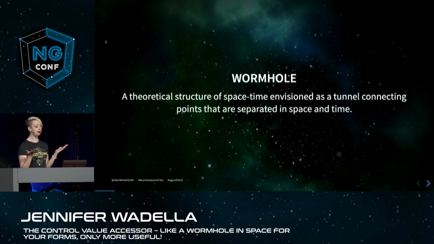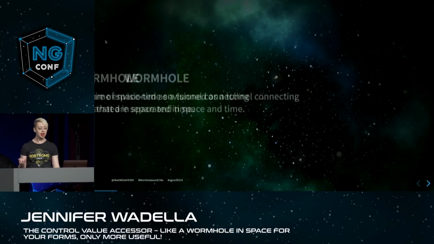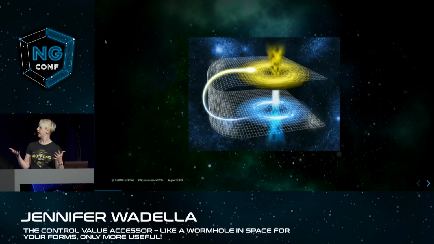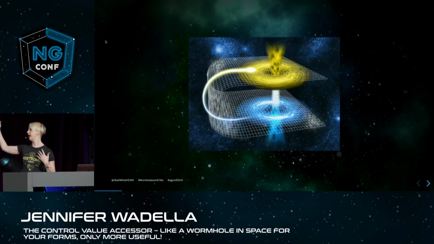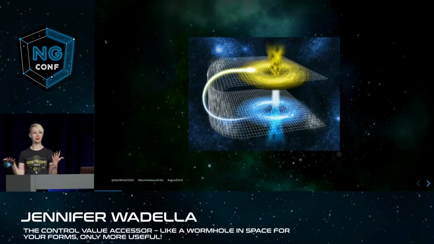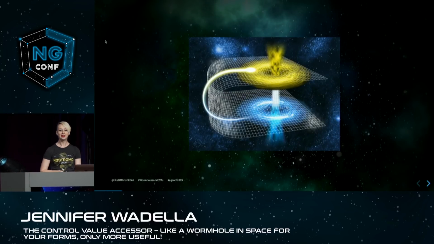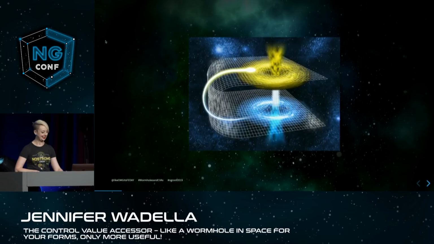So a wormhole is a theoretical structure of space-time envisioned as a tunnel connecting 2 points that are separated by space and time. This is theoretical, but it is kind of envisioned like this, where we've got space-time being folded, and the wormhole is connected by 2 points, typically what we consider a black hole, which we now actually have images of, which is super exciting. Right? Yeah, let's give it up for the scientists.